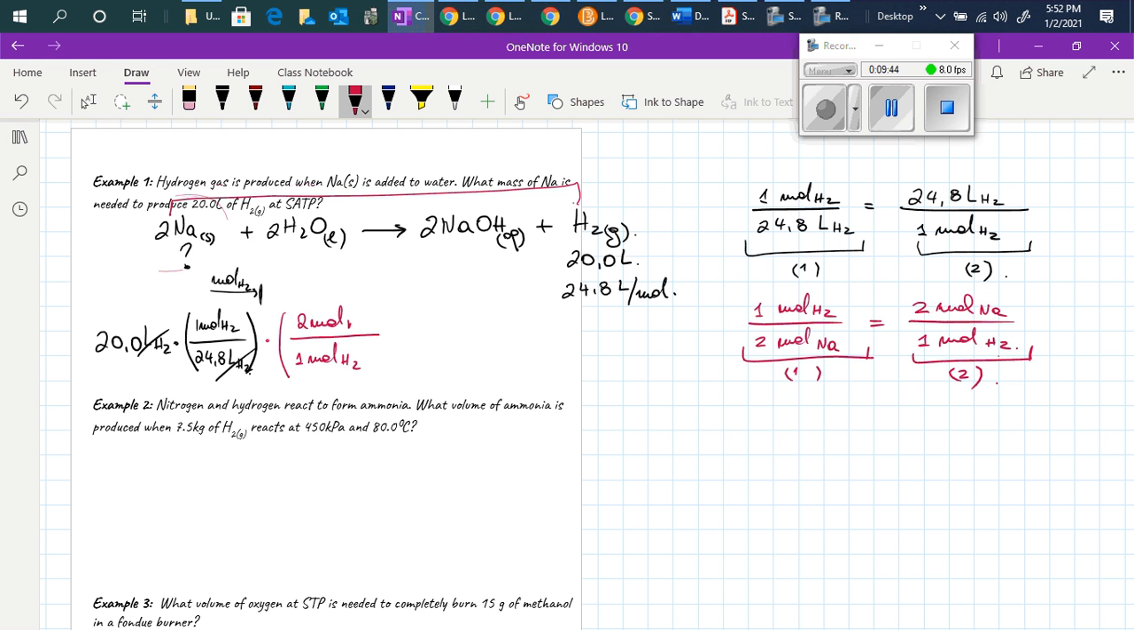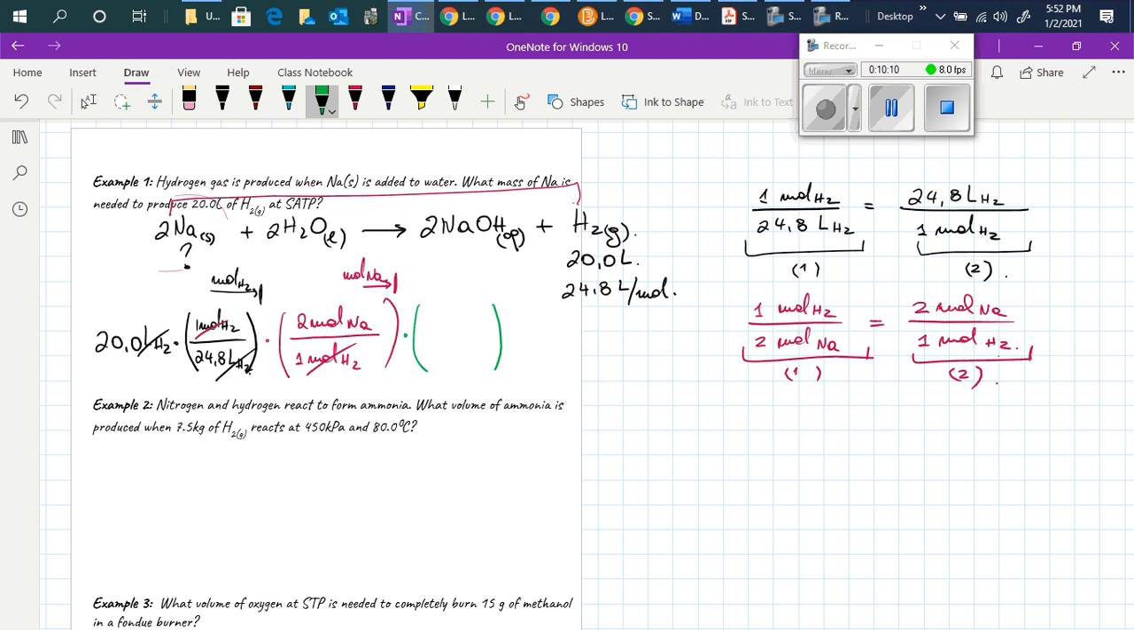2 moles of sodium. So moles of hydrogen and moles of hydrogen are cancelled out. And what we have up to here is moles of sodium. And now, we don't need the moles of sodium. We need the grams of sodium. So this is where the molar mass is used.